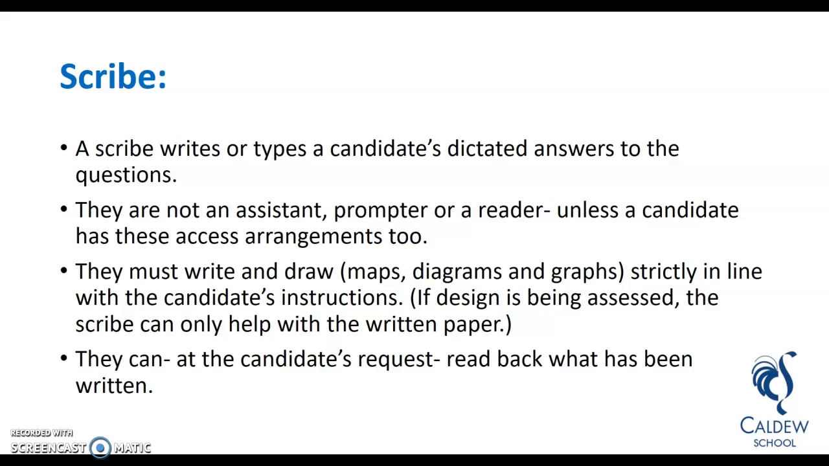After applying to the JCQ, some students may be awarded a scribe. A scribe's role is to write or type exactly what a candidate says to them in order to answer the questions. They're not any sort of assistant, prompter or a reader unless the candidate has those access arrangements too. If the question paper is asking for anything to be written or drawn, so for example maps, diagrams and graphs, then the scribe must follow the candidate's instructions precisely and write or draw exactly what they're told to.